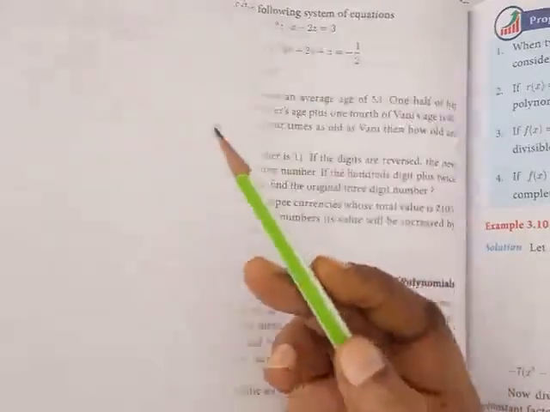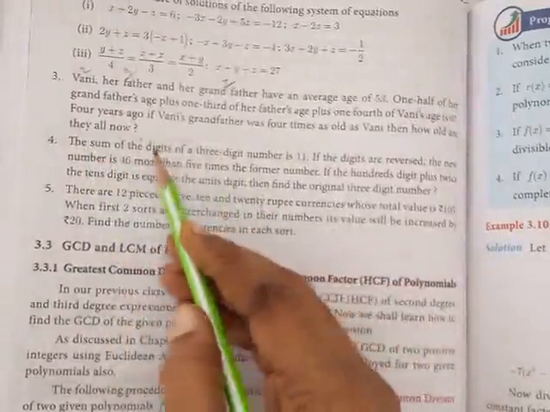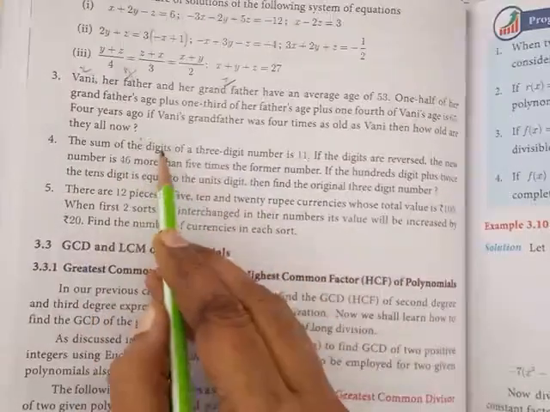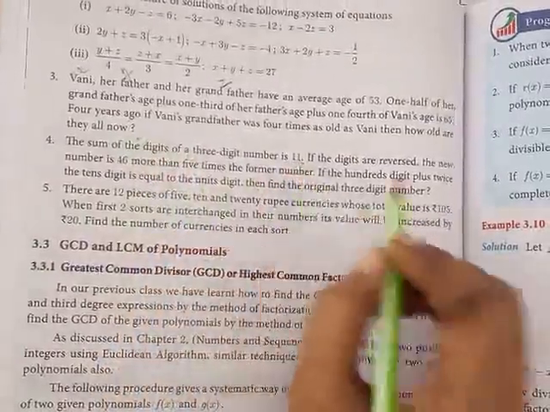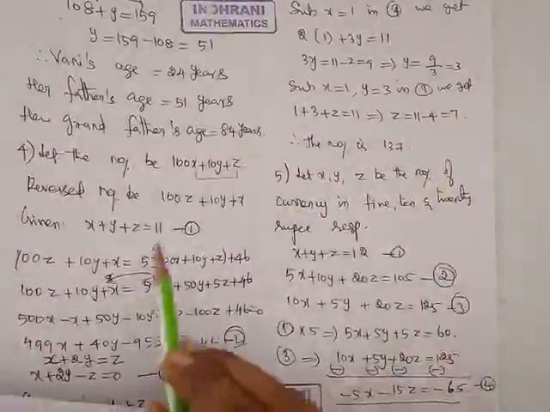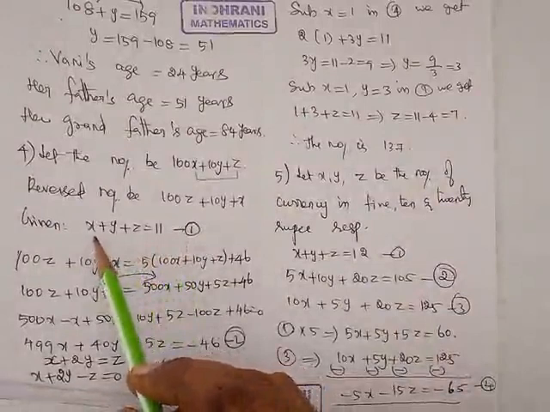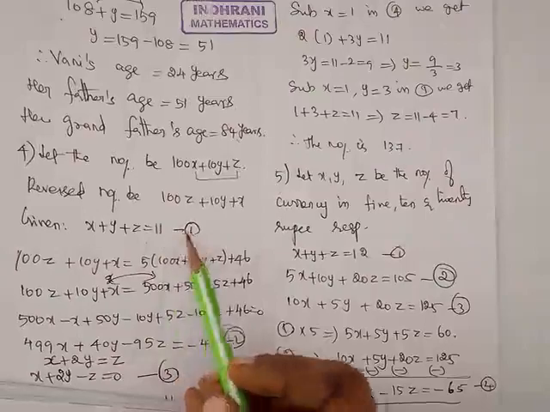Now we need the first line, sum of the digits. So X, Y, Z are the 3 digits. We want to find the sum of the digits. So it is X plus Y plus Z equal to 11. This is the first equation. Now look at the answer part. So the first equation is nothing but the sum of the digits, that is X plus Y plus Z equal to 11. This is called equation number 1.